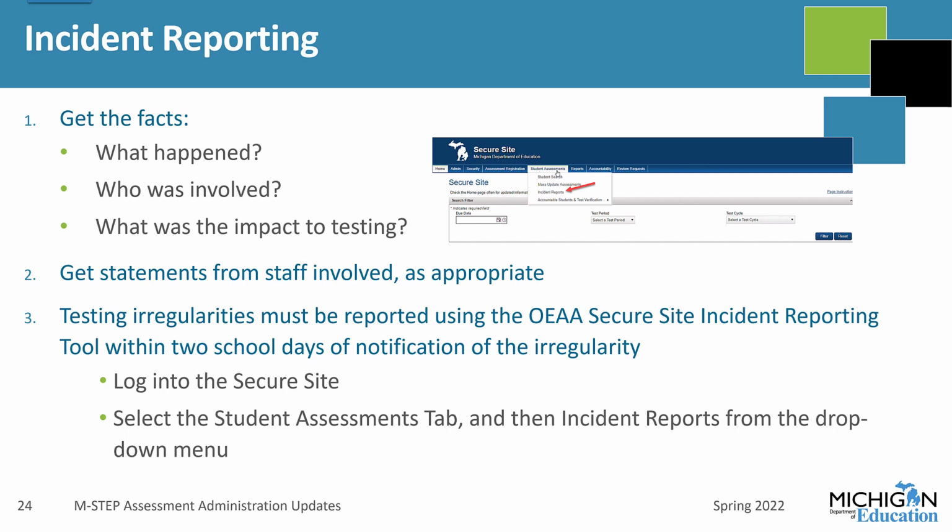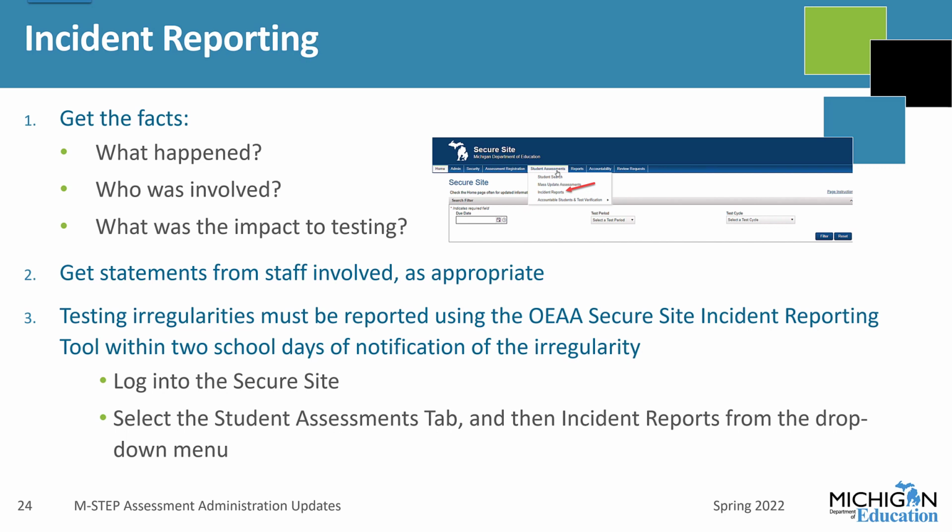Incident reports should be submitted within 2 school days of the testing irregularity or from the day you were notified of the testing irregularity. You don't need to have all of the documentation ready to submit before submitting the incident report. You just need to be able to describe the testing irregularity and who was involved.